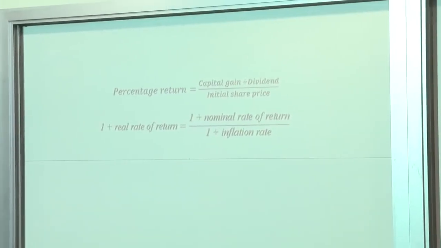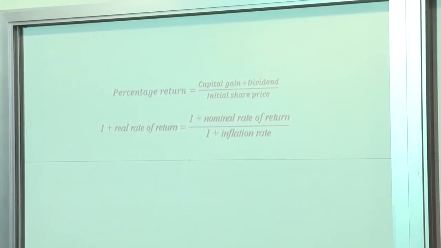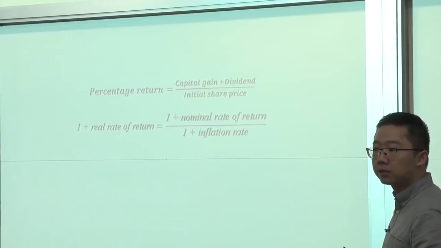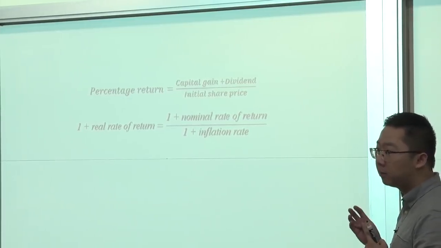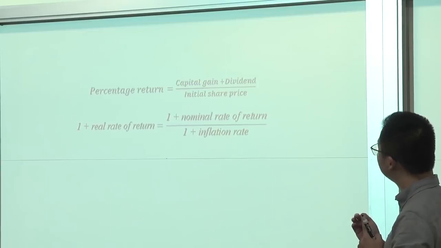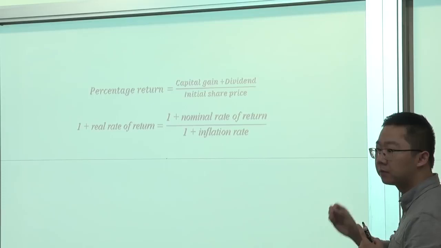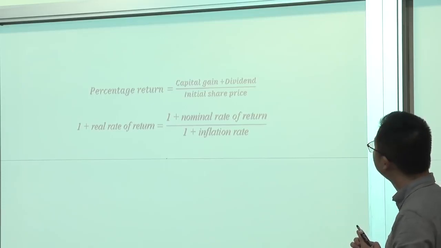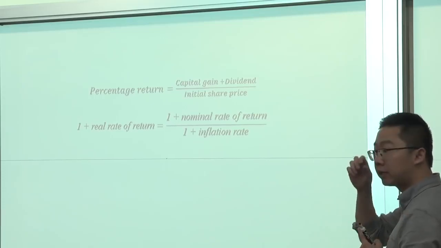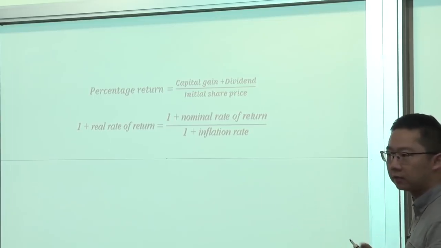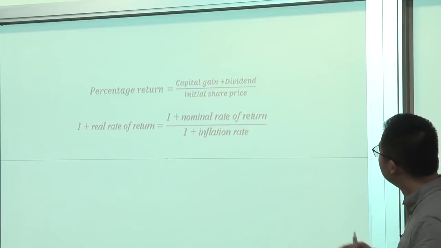These are the 2 formulas we have seen many times. The percentage return consists of 2 parts. One part from the capital gain, the other part from the dividend. The 2 parts sum together, divided by your initial investment or initial share price. And the real rate of return is the nominal rate of return adjusted for the inflation rate. These are the 2 important formulas.